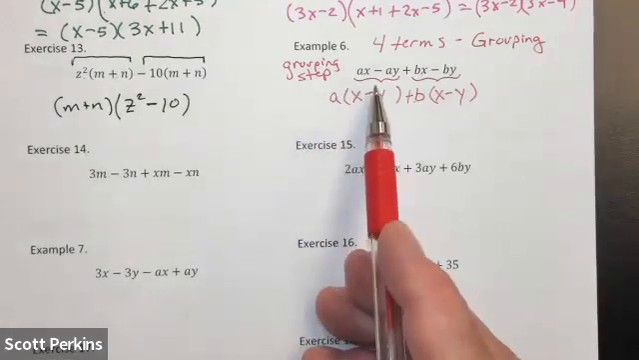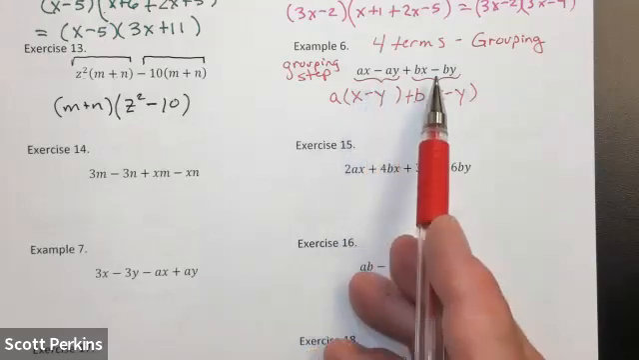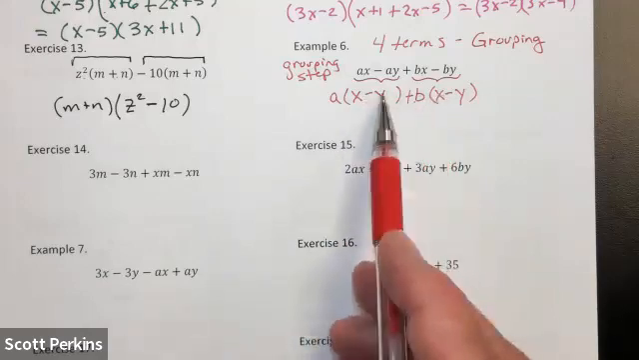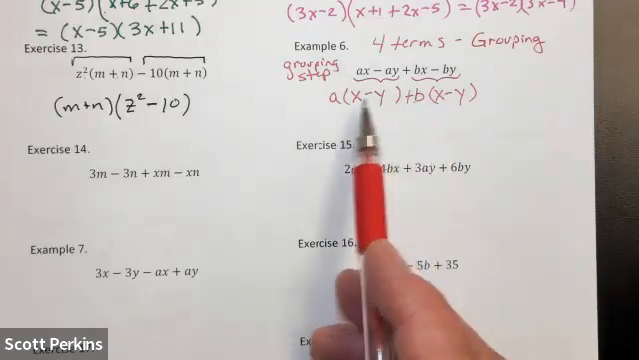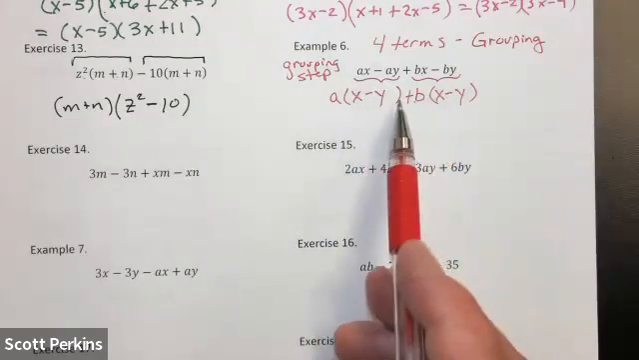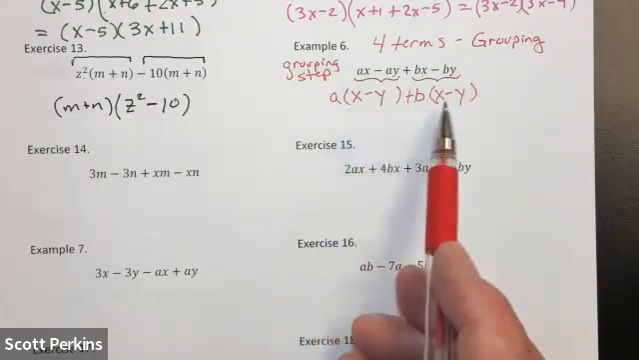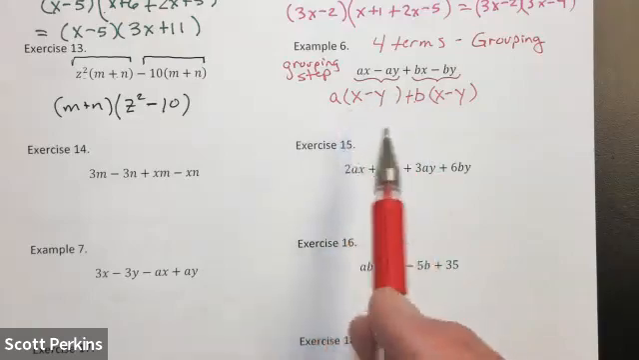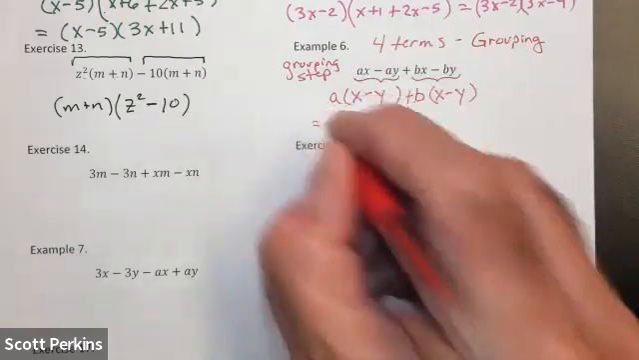So now this problem, I've looked at the first 2 terms, I've looked at the last 2 terms, that's the grouping step, I get this, and now this becomes the problem, exercise 13. In these 2 terms, do you see something that they share in common? Yeah, an x minus y. So here we go. This is going to be the final result then.